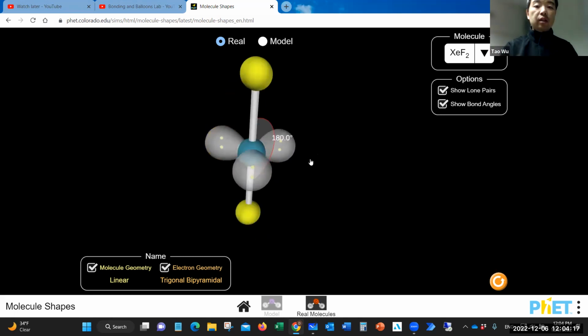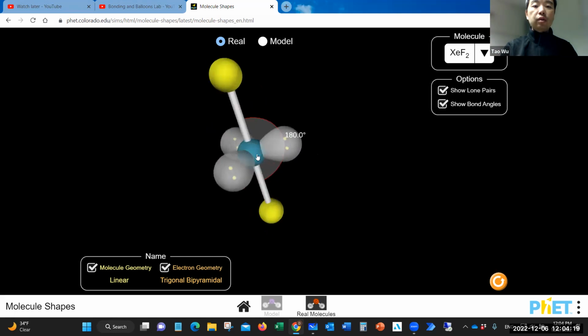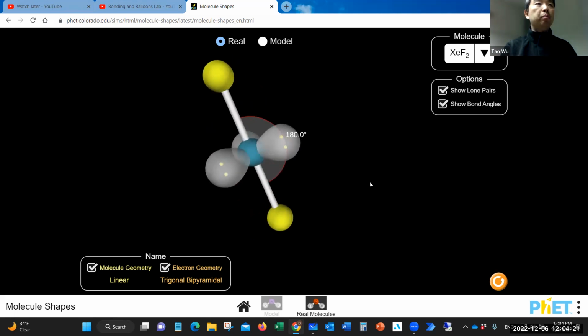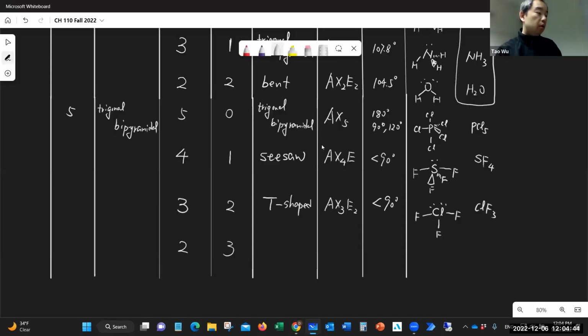So then it turns out the bond is not going to bend. They're going to be a straight line because the 3 lone pairs are pushing against each other. They cancel out the force between each other. So they are still going to become a linear shape. It's just a straight line. Interesting, right? So this is just a linear shape.